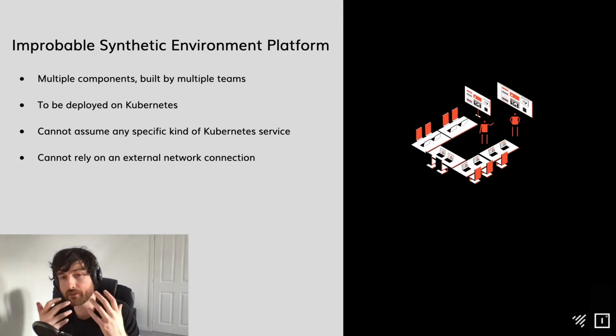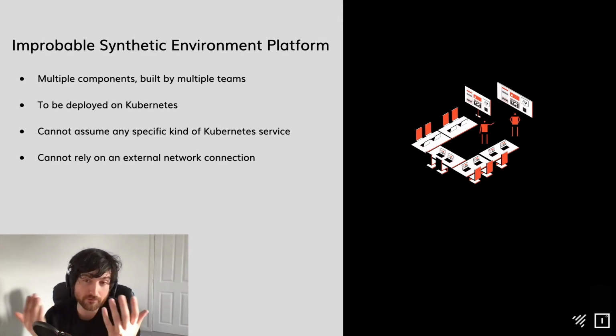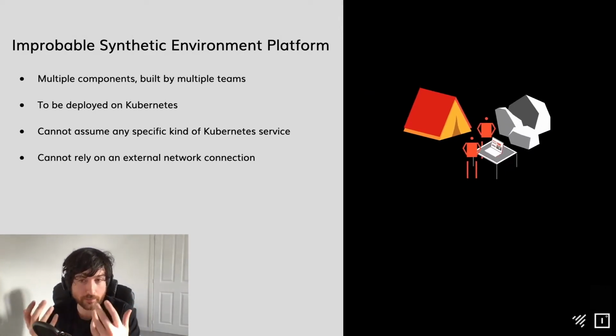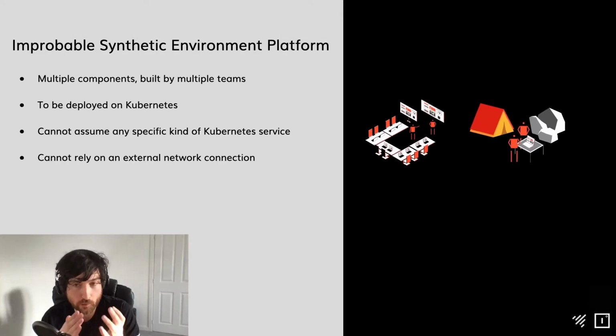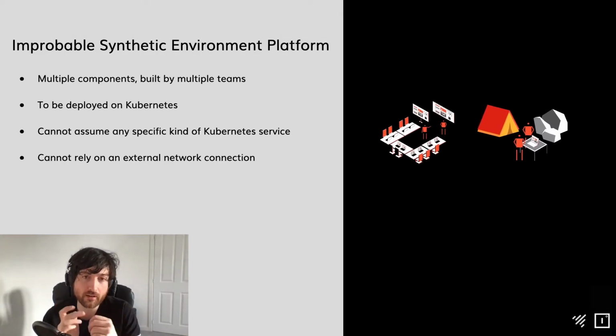It enables you to build a fully capable synthetic environment at scale. Our platform is essentially made up of multiple components built by multiple teams. When we deploy it, we cannot really assume that we're going to run on any specific flavor of Kubernetes. It could be running on a customer site, and in a military context that could be a forward operating base with zero internet connectivity. So these are the sort of target deployment environments we need to deploy to, and that's essentially one of the problems we're trying to solve here.